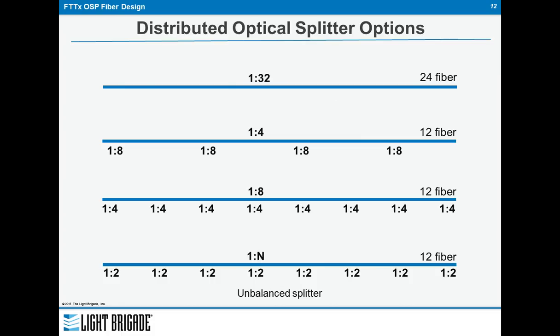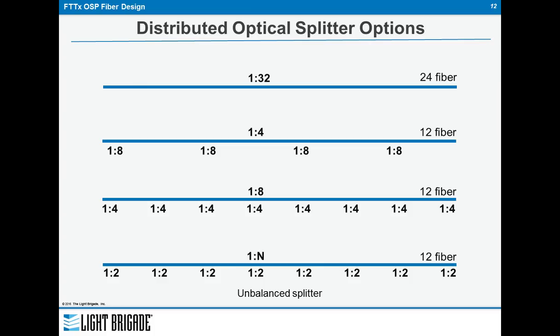So this slide illustrates some of the split options. If you were going to go into a neighborhood and do 1 by 32, each PON area basically gets 1 splitter, and if you're using a number of drop closures, let's say 8, 4, that 1 by 32 might feed 4 drop closures. That's an option, but the 24 fiber will feed.